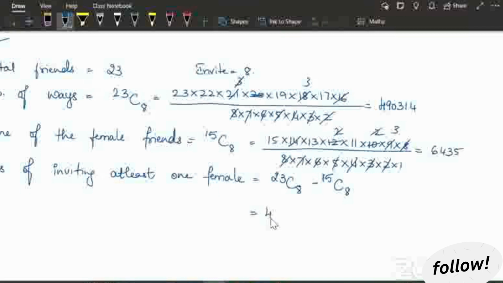So the answer is 490314 minus 6435. It is 483,879. You don't have to find these big numbers. You can actually stop here at 23C8 minus 15C8 without actually simplifying this and finding out the value. Is it clear?